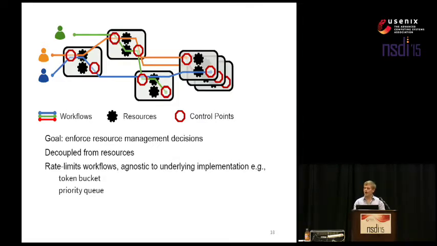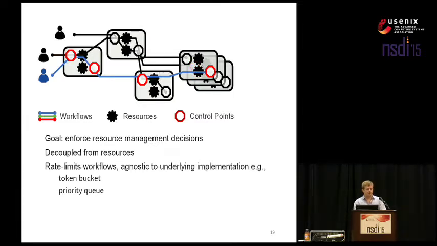To give an example of how a control point is used, and to motivate the abstraction, suppose this tenant is being aggressive and ultimately overloads this resource. We can rate limit the tenant across all processes and application tiers to reduce the tenant's throughput and to relieve congestion. And this is what control points give us the ability to do.